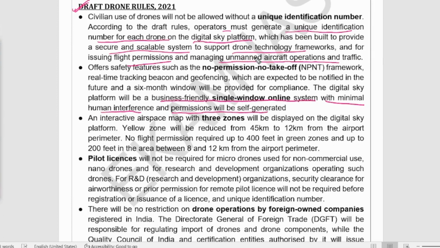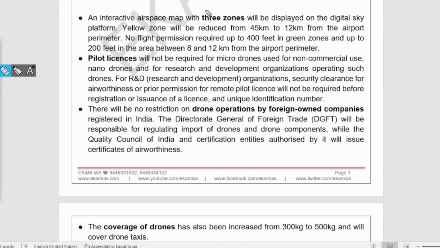Therefore, the first feature of the draft drone rules is that civilian use of drones will not be allowed without a unique identification number. The Digital Sky platform also provides safety features such as the no permission, no takeoff framework, real-time tracking beacon and geofencing, etc.